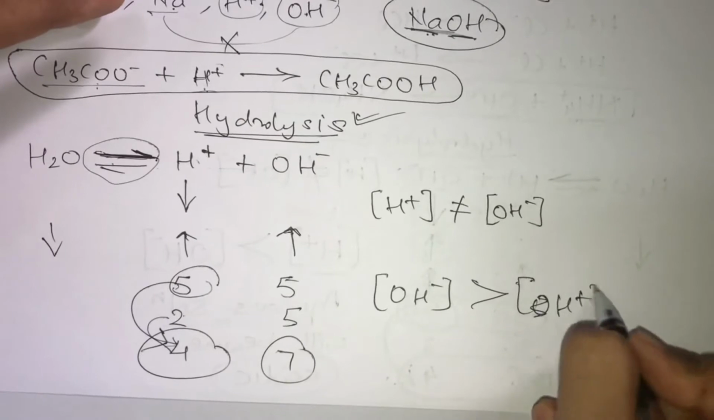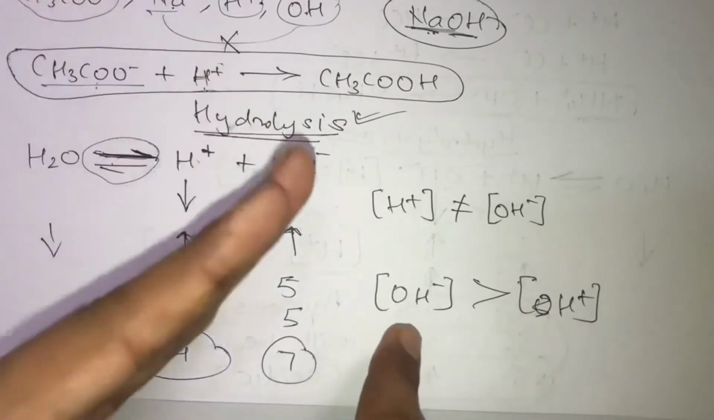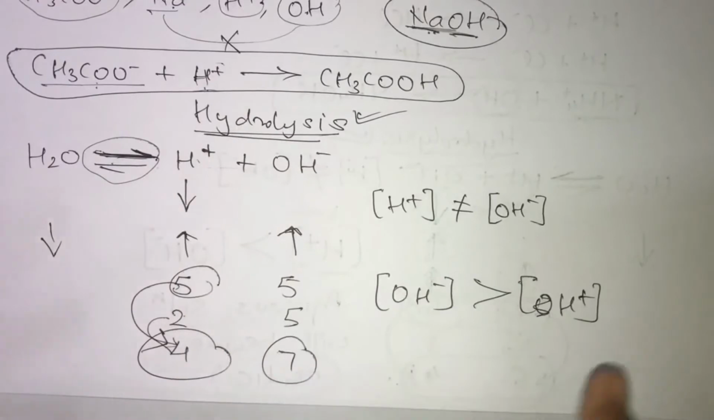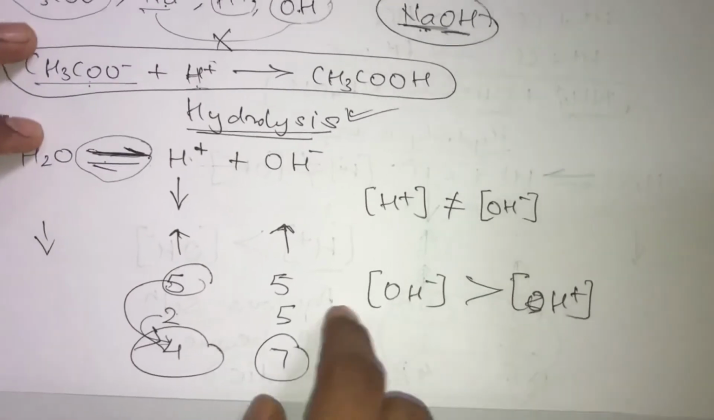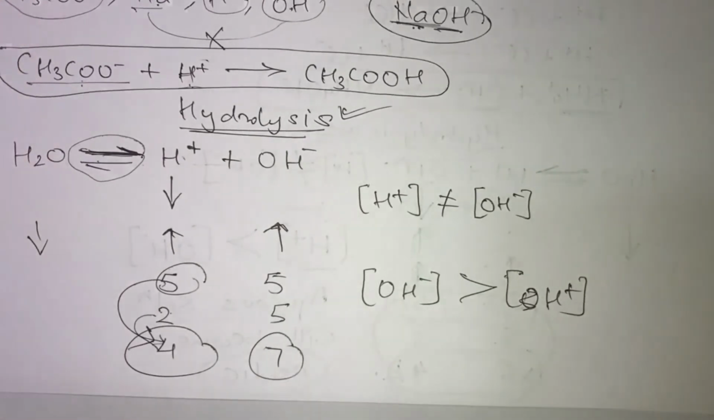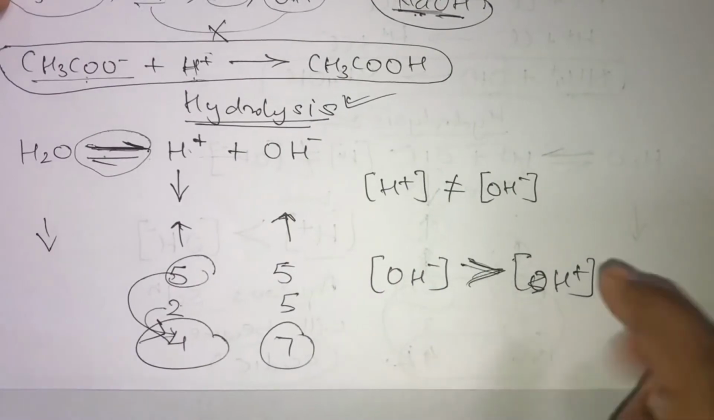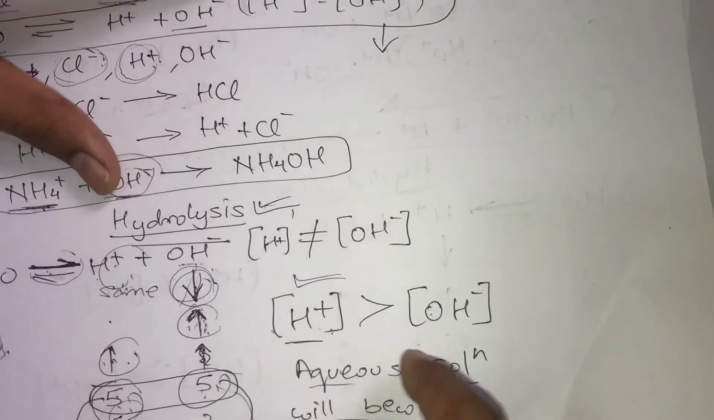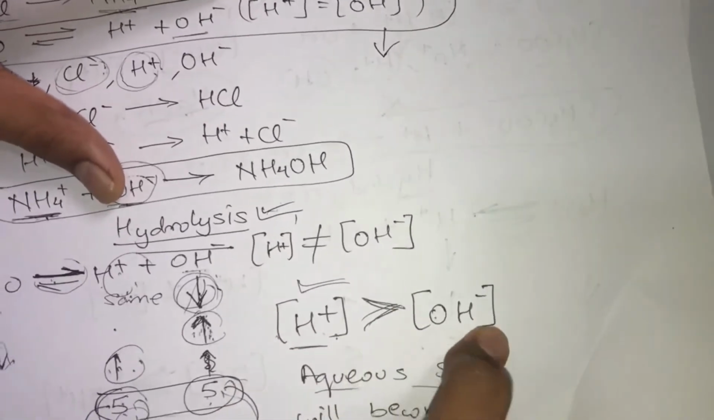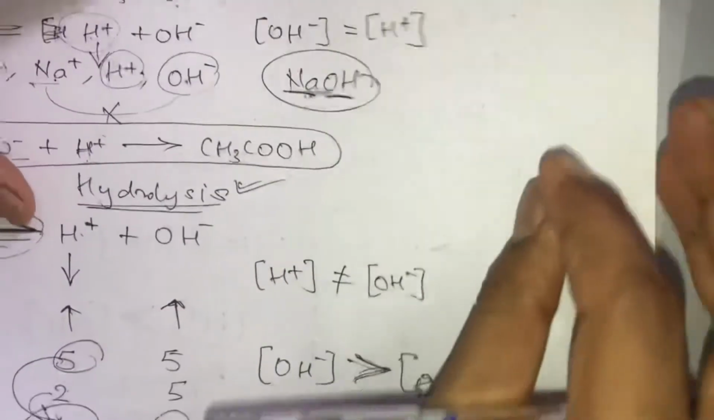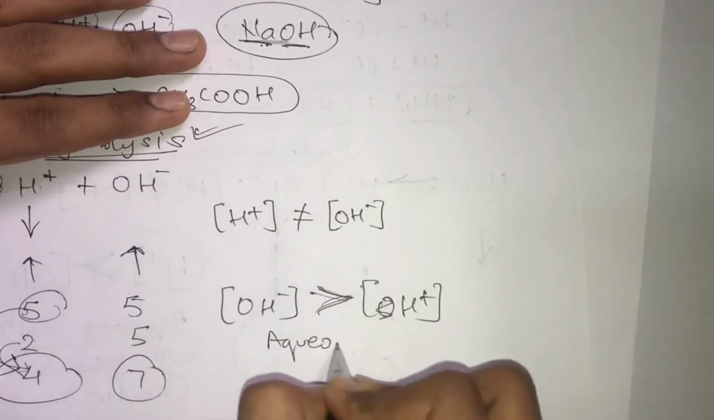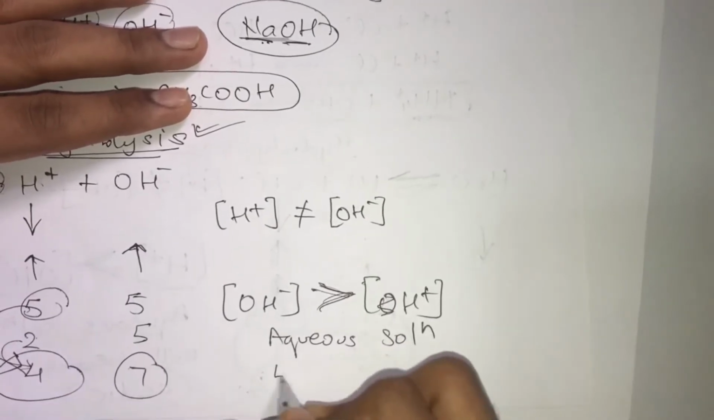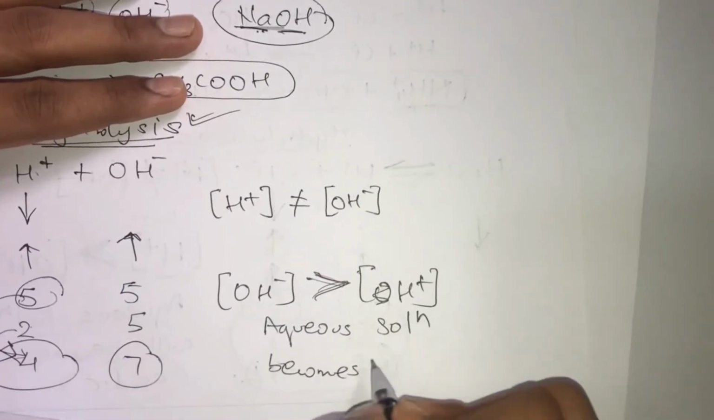Or in other words, you can say that the molar concentration of OH minus has now become greater than the molar concentration of H plus ions. This is the proper framing, that the molar concentration of OH minus ions has become greater than the molar concentration of H plus ions. And in the earlier example, you can say that the molar concentration of H plus ions has increased over the molar concentration of OH minus ions. So due to this, if the OH minus concentration increases, then can we say that the aqueous solution becomes what? Basic.